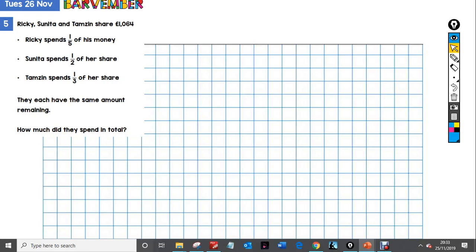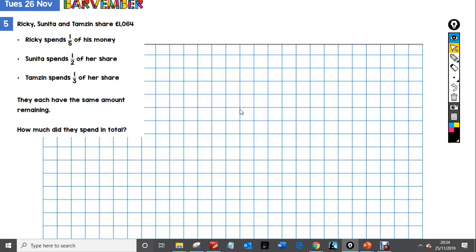This is a really nice bar model problem here. Ricky, Sunita and Tamzin share £1,064. Ricky spends a fifth of his money, Sunita spends half of her share, and Tamzin spends a third of her share. They each have the same amount remaining, and we're asked how much did they spend in total.